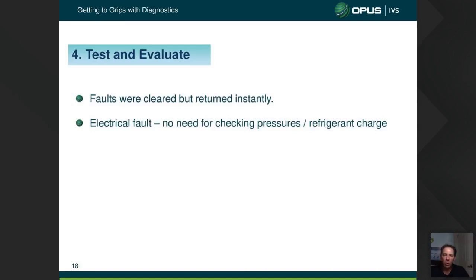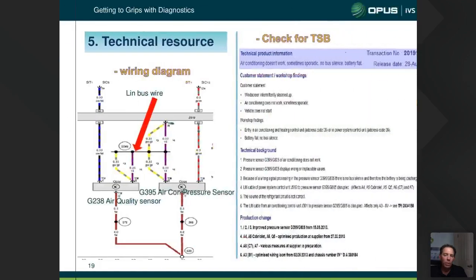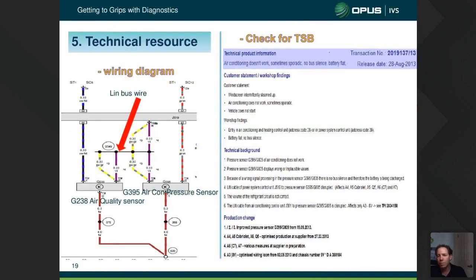So we'll quickly look at the next page. At this point, we've proved that the fault's there. We've proved it's there all the time. We proved it's happening right now. Time for TSBs. So we're over here, technical service information. Air conditioning doesn't work, sometimes sporadic.